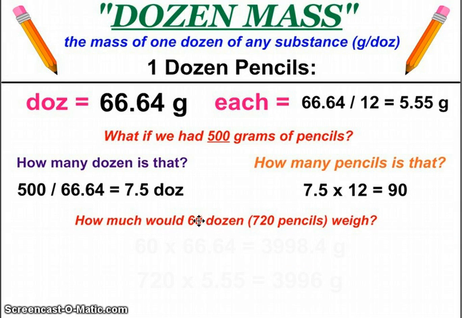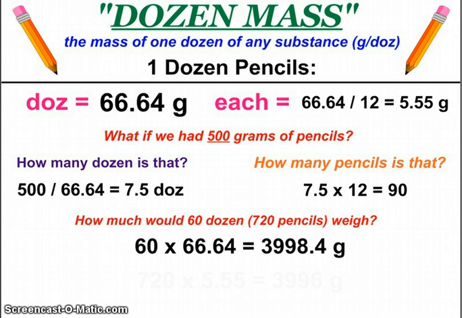First, I could say, okay, 60 dozen. Each dozen is 66.64. So that's 3,998.4 grams. Excellent. Or you might say, hey, there's 720 pencils. Each pencil is 5.55. So the mass is actually 3,996 grams.